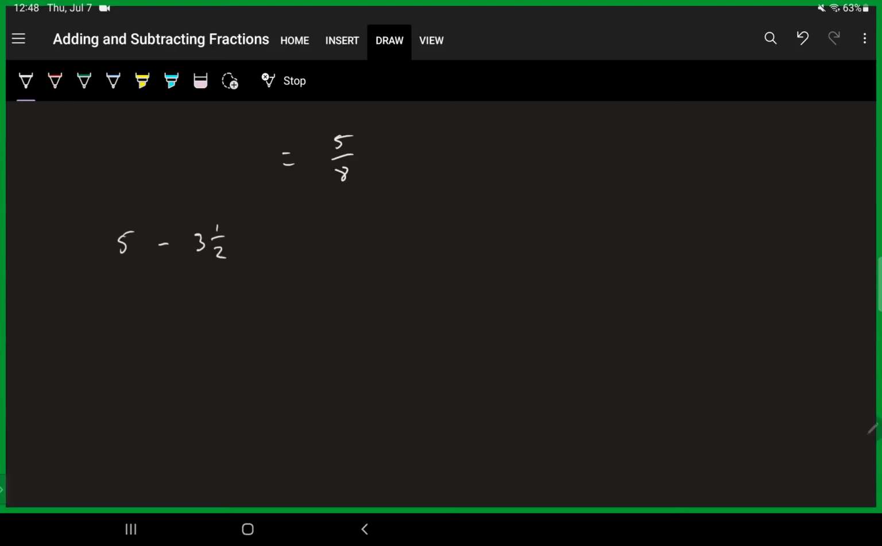But what we're going to do is we're going to do exactly what we did in the previous example. I'm going to turn things into improper fractions. I'm going to find my common denominator, which is just 2. I get 3/2. And that's pretty much all there is to that.